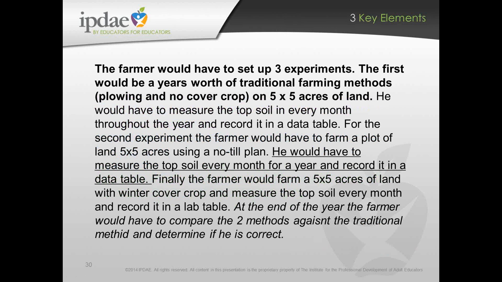And this should look real familiar because it comes out of that short answer that talks about this farmer who is setting up, or hypothesizing, what method is going to be the very best method to use so that he doesn't lose as much topsoil. So if I take a look at this, it says the farmer would have to set up 3 experiments. The first would be a year's worth of traditional farming methods, plowing and no cover crops, on a 5 by 5 acre of land.